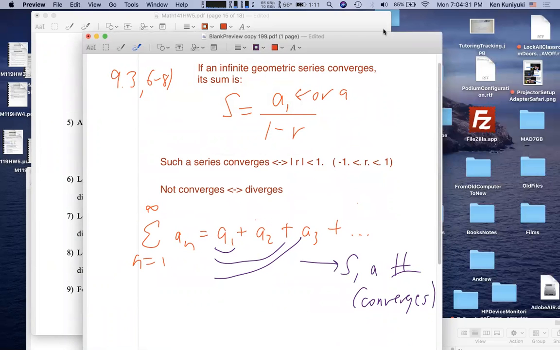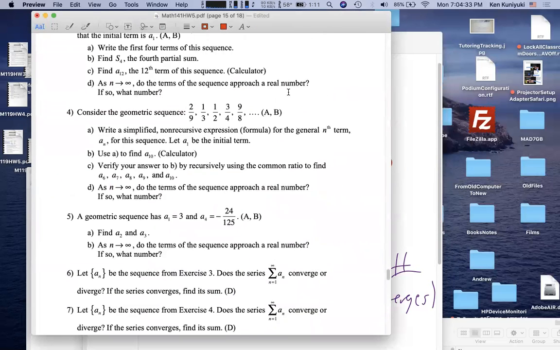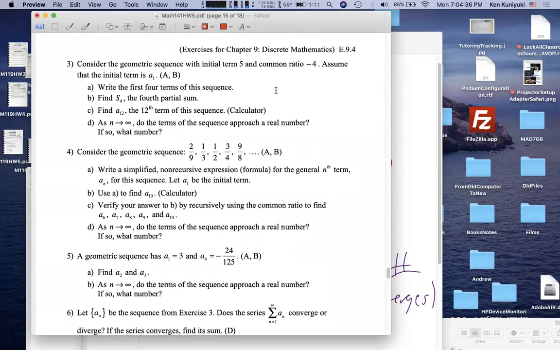If r is -4, you're not going to get a sum. Because the partial sums are all whacked out. The terms are going to be something like 5, -20, 80. There's no way that these cumulative sums are going to approach anything. All right, so there's no sum. Okay. And the series diverges.